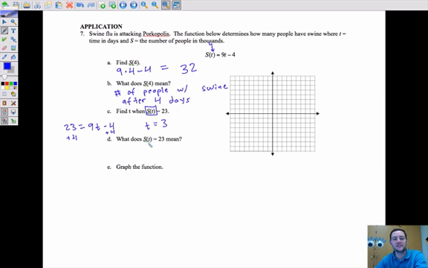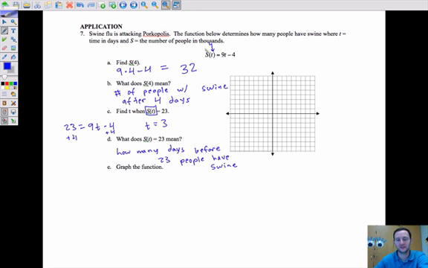Then this s of t equals 23, what does that mean? It means what we're finding is t, right? So we're finding t, time in days. So how many days before 23 people have swine flu?